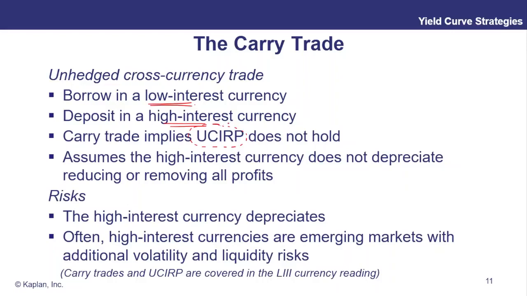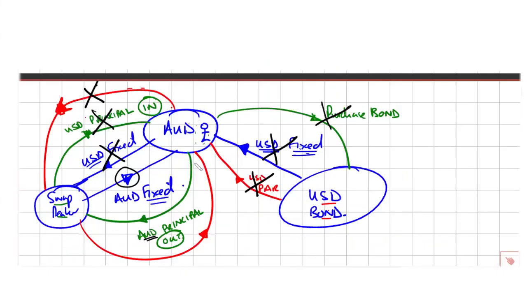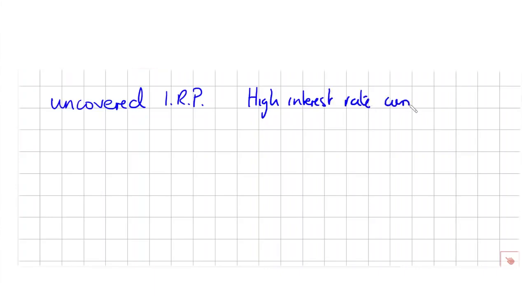There is another theory called uncovered interest rate parity. It's not the same thing. It looks very similar, but it's not the same thing, and serious woe to anybody that muddles these parity relations up. Uncovered interest rate parity says that high interest rate currencies weaken.